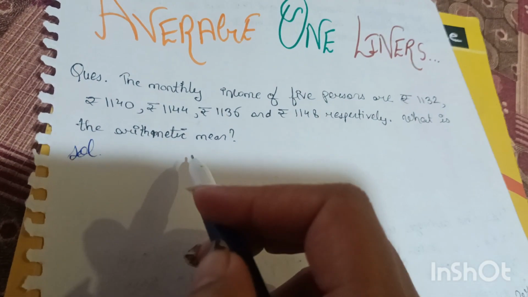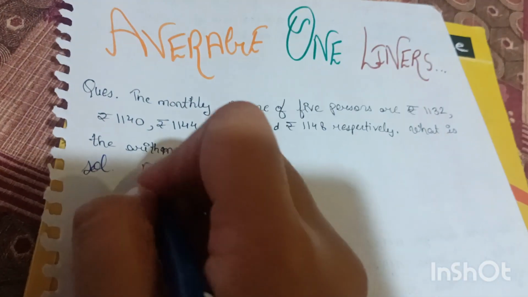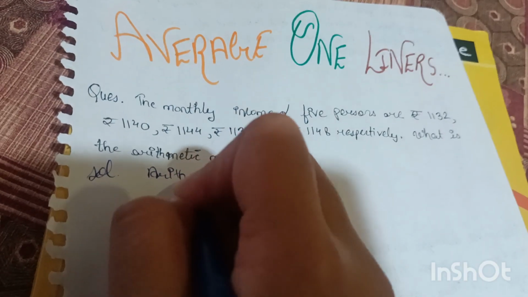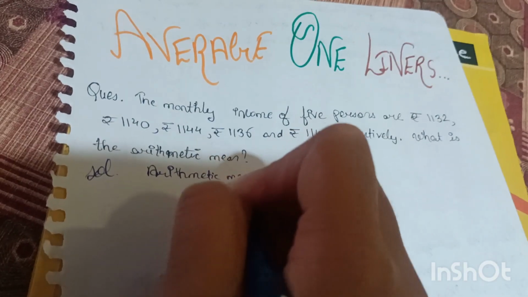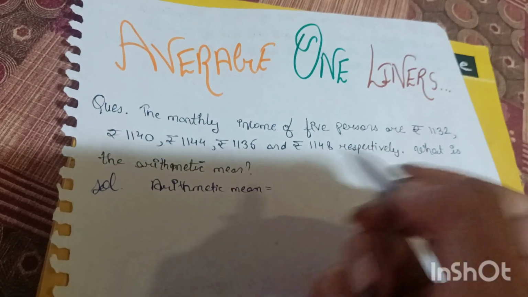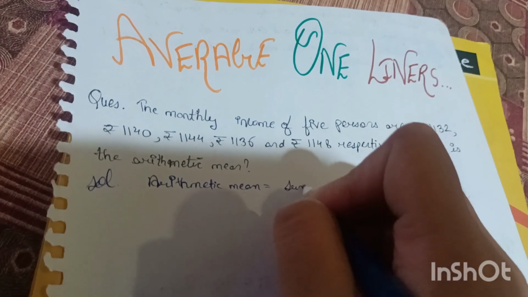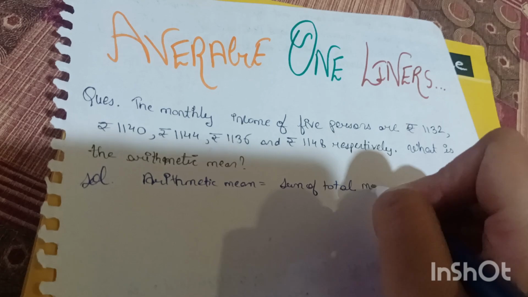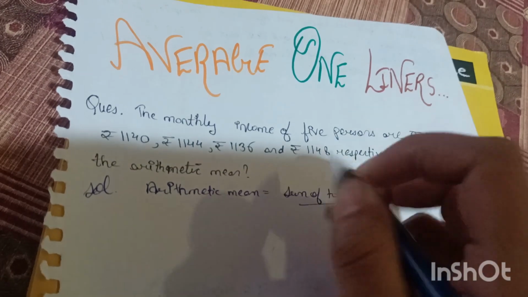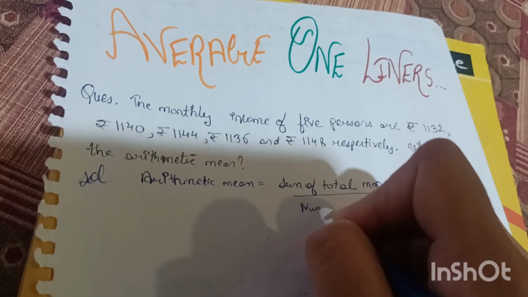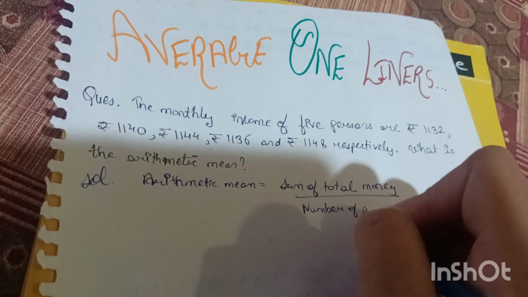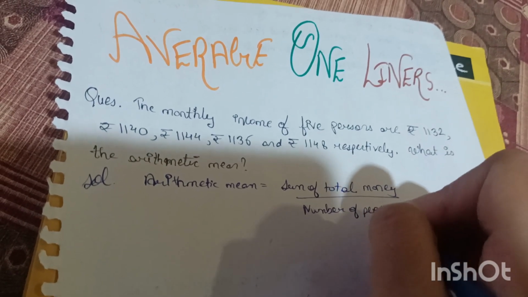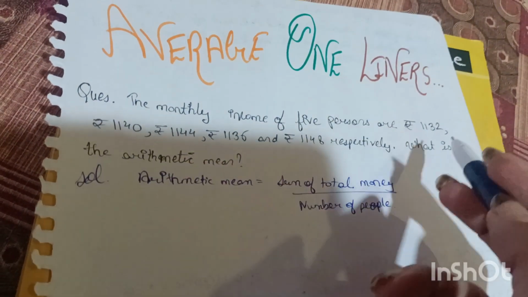So first of all, let us see what does average mean. So the formula for this is: average equals sum of total money upon number of people. So total sum of money we have to find.